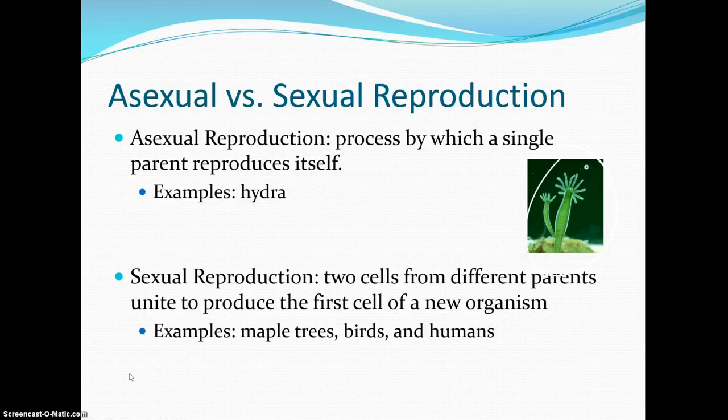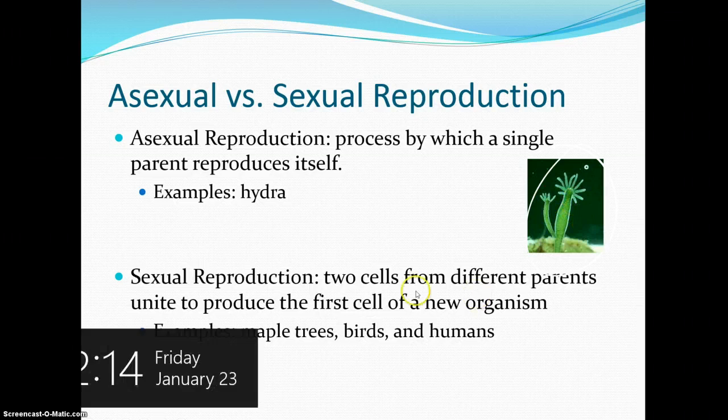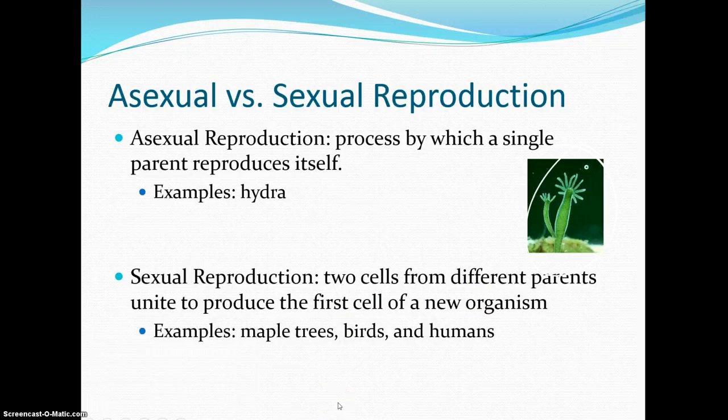Sexual reproduction is where two cells from different parents unite to produce the first cell of a new organism. Examples of that would be maple trees for you tree lovers, birds, and humans. Like your mother and father made a new cell.